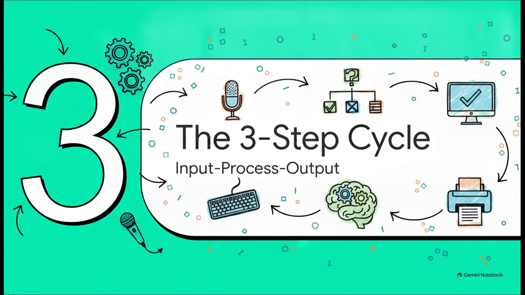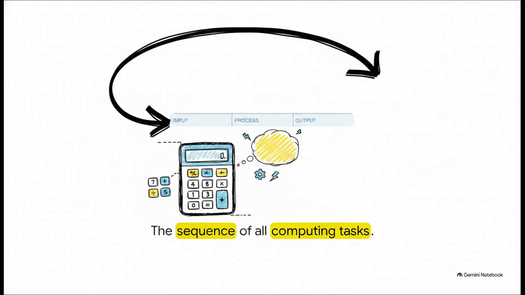Section 3. The input, process, output cycle. The 3-step cycle. This is the absolute heartbeat of all computing. Every single computing task follows this exact sequence: input, process, output. Think about a standard calculator. You enter a 7, a plus sign, and a 5. That's your input. The computer then instantly processes that information by following its deeply programmed math instructions. Finally, it displays the number 12. That is your output. Systematic, precise, and remarkably fast.